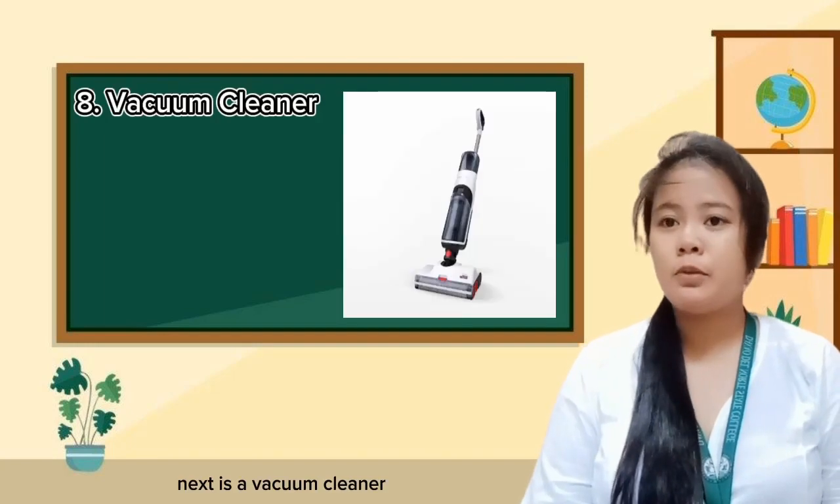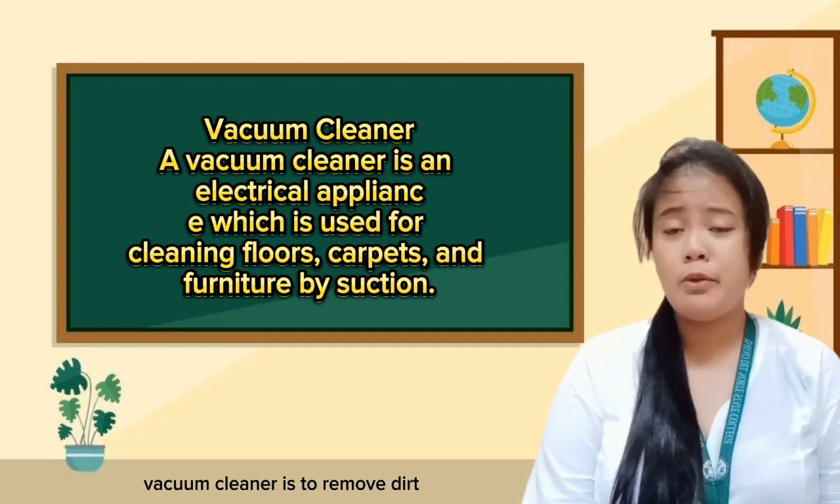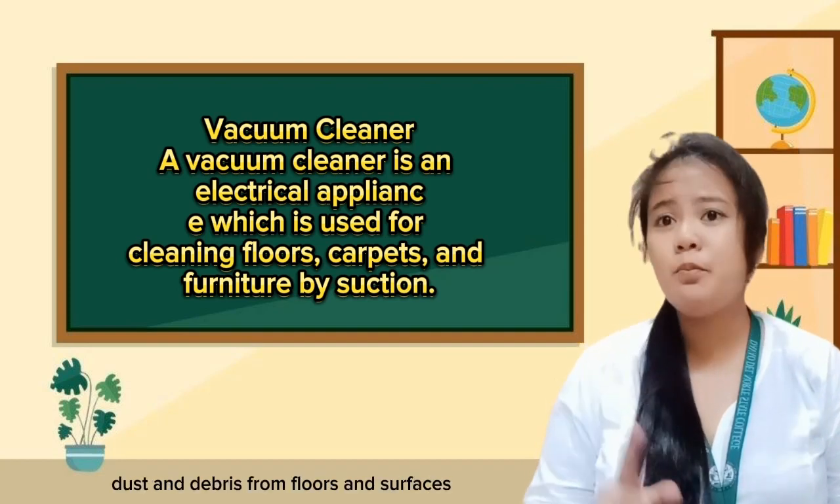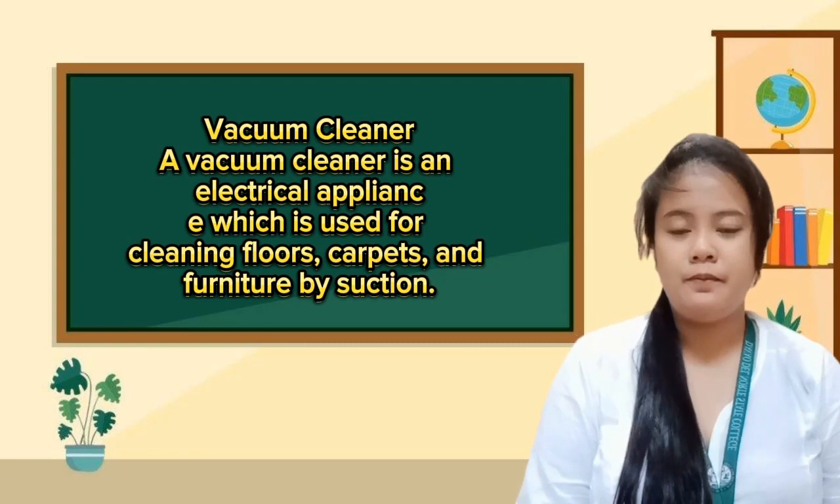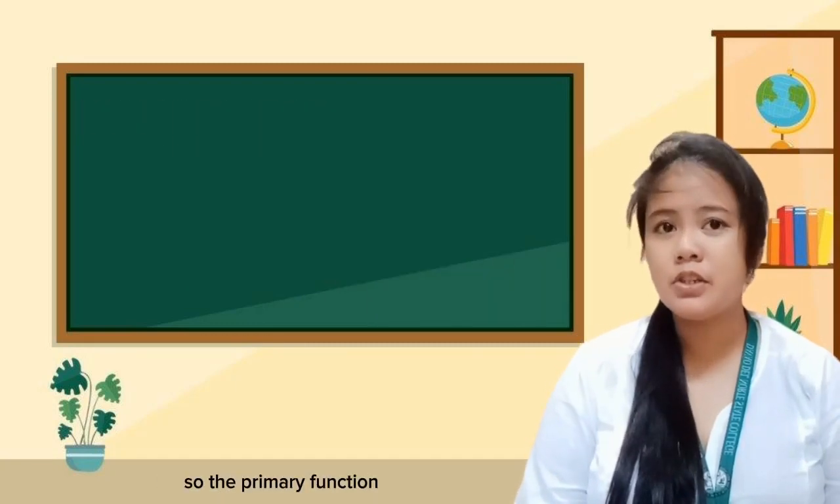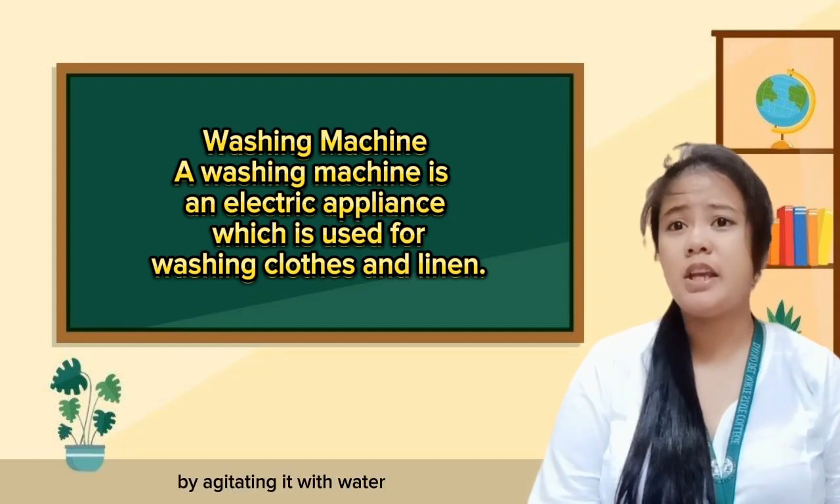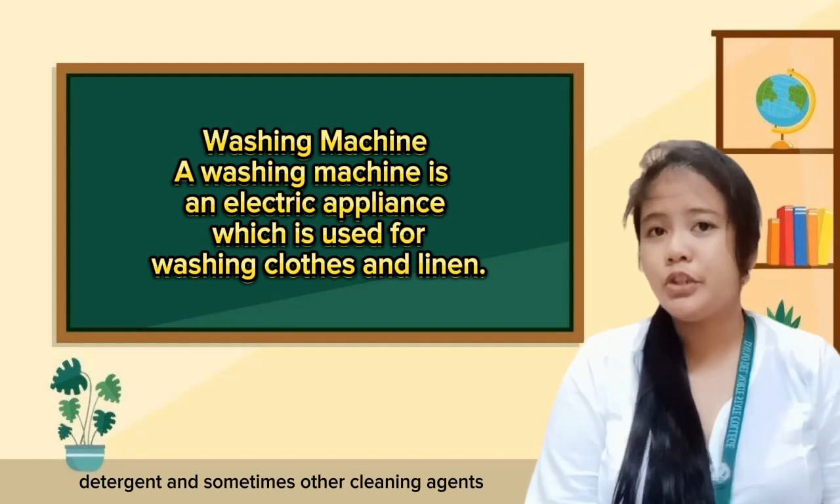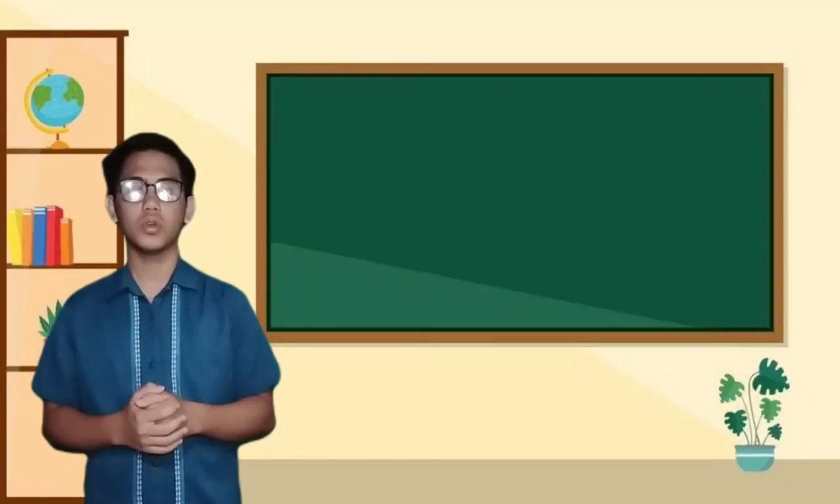Next is a vacuum cleaner. So the primary function of vacuum cleaner is to remove dirt, dust, and debris from floors and surfaces by creating a suction. Lastly is the washing machine. So the primary function of a washing machine is to wash and clean the laundry by agitating it with water, detergent, and sometimes other cleaning agents.